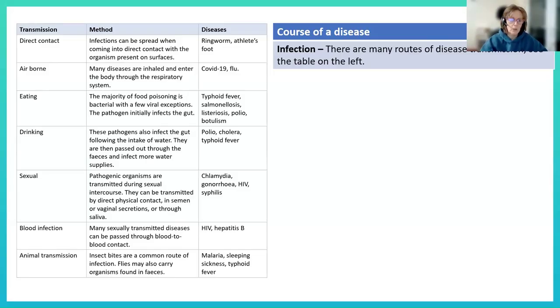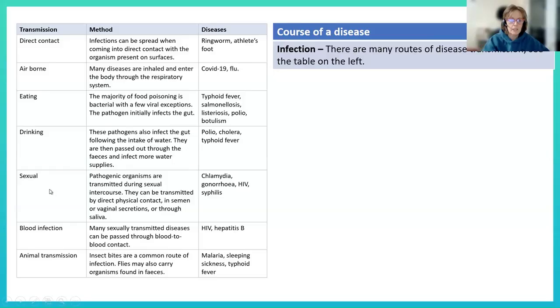Really common things like polio, cholera, and typhoid fever can break out. Obviously, there's the sexually transmitted diseases route, which you will have all learned about extensively in school. So pathogens are transmitted during sexual intercourse if you don't use the barrier method of protection, which basically means using condoms.